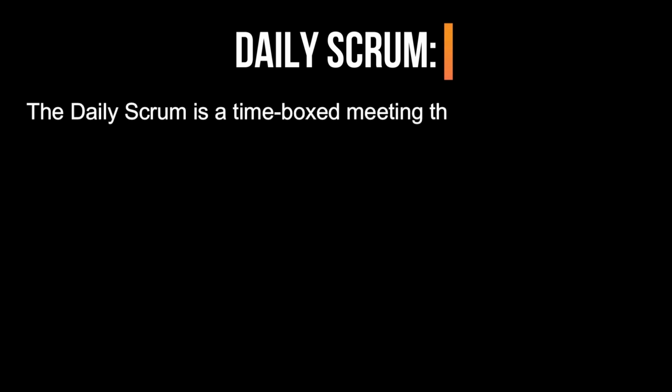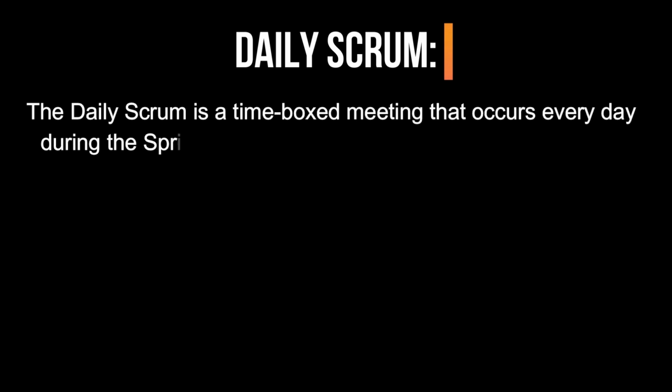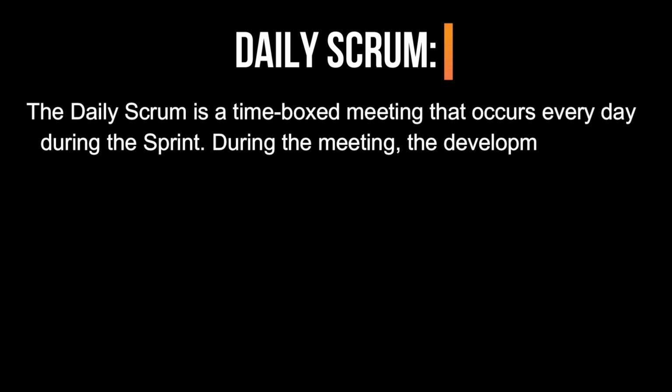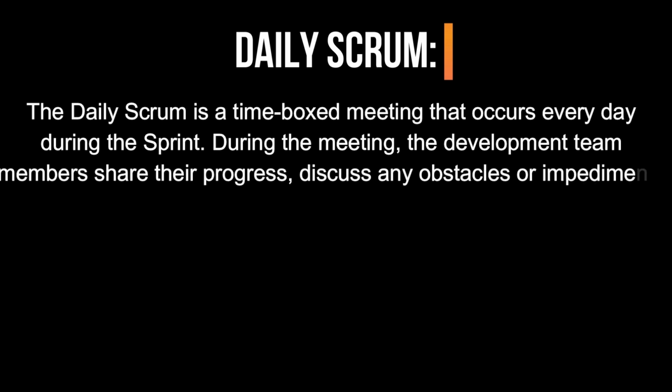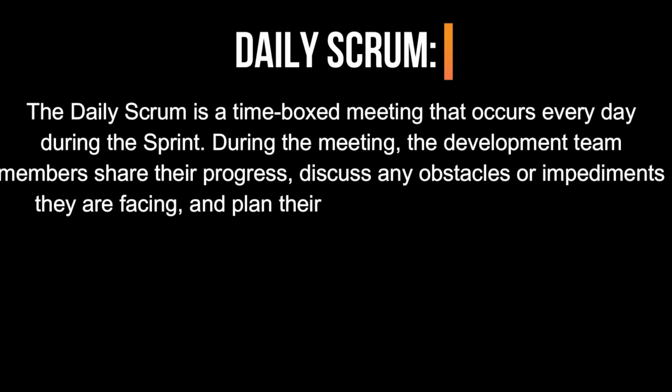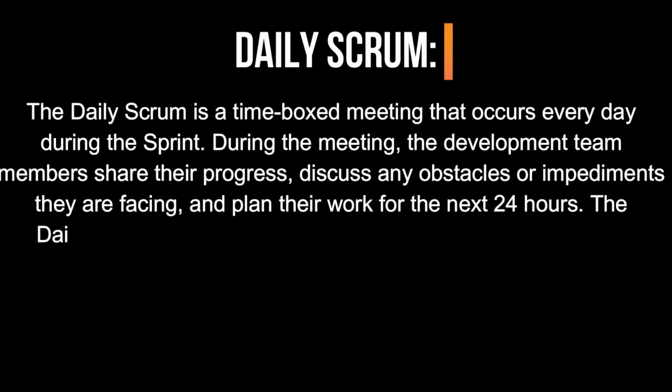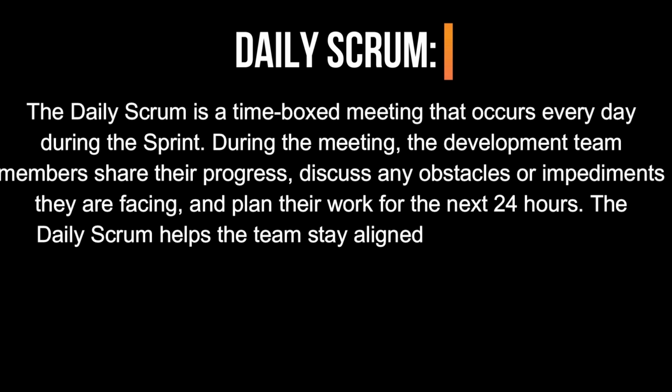Daily Scrum. The Daily Scrum is a time-boxed meeting that occurs every day during the sprint. During the meeting, the development team members share their progress, discuss any obstacles or impediments they are facing, and plan their work for the next 24 hours. The Daily Scrum helps the team stay aligned and focused on their sprint goal.